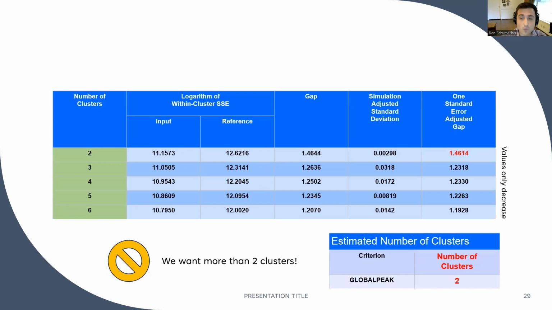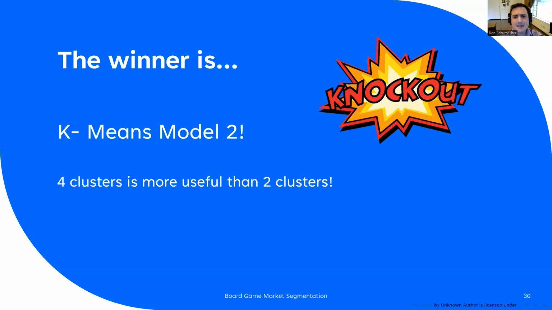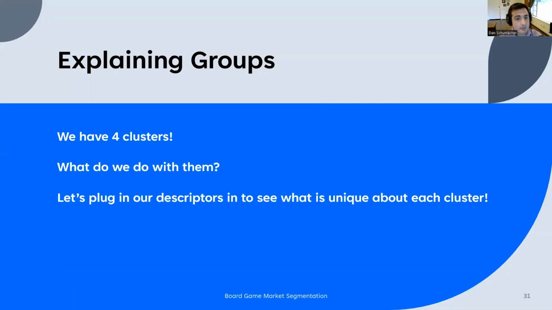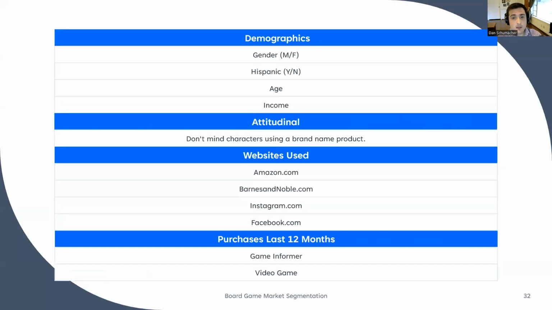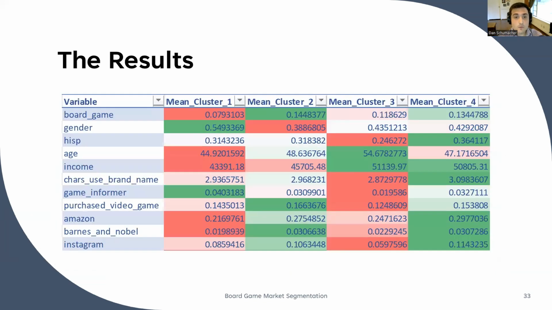And just like trial number 1, I didn't like it because it's only telling us to use 2 clusters. And that's not a lot when you're trying to explain the demographics and the opinions of all of these thousands of people. So I decided to ditch it and go back to k-means model number 2 as my final model. Let's get into the results. So we're going to explain the groups using the descriptors. Here they are again. And when we plug them in, this is what we get for our means.